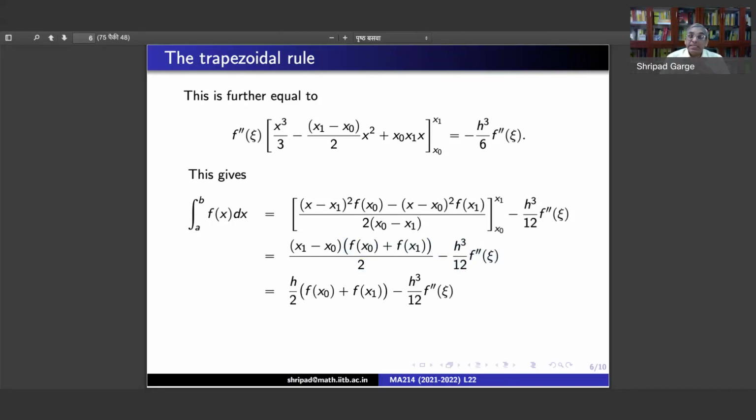So this is a very simple looking formula at the end, although the derivation has a few non-trivial steps, including the mean value theorem for integration. This is the trapezoidal rule.